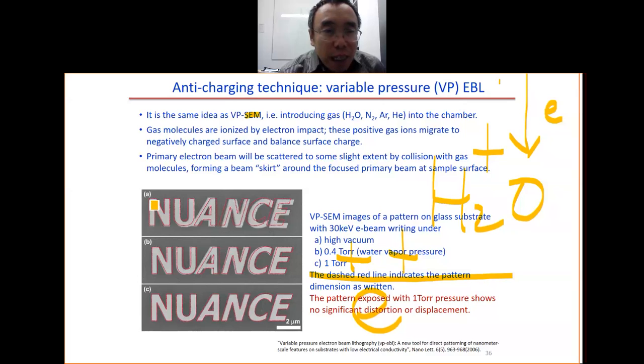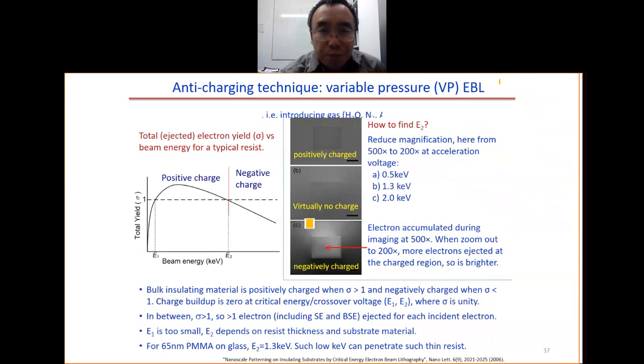That's because the letter N was written first and the letter E was written last. So when you write the letter E, there is already a lot of charge accumulated on the substrate. That's why it gets more displaced. Yeah, this is the second method to reduce the charging effect.